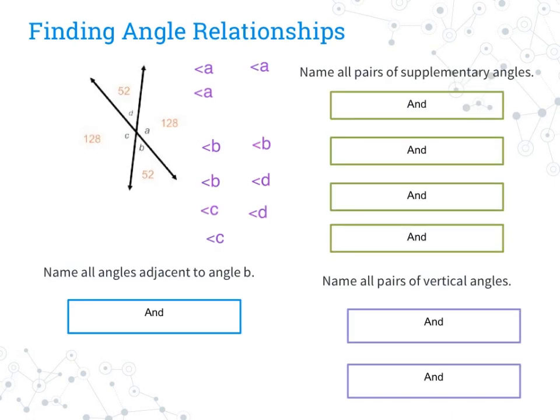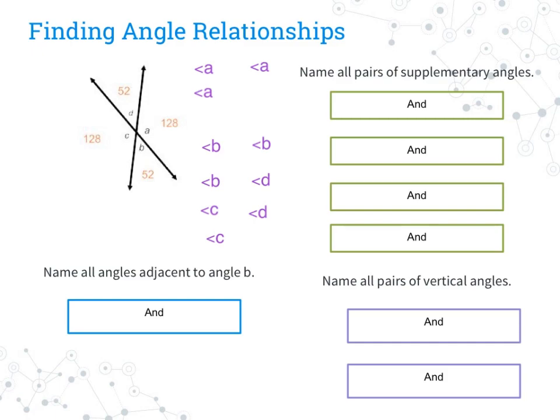Alright, let's continue with finding angle relationships. However, this time we're not going to be given the angle measures. We're already going to have the measures, and we need to identify the relationships. So in this case, we're looking for things that are adjacent, we're looking for vertical, we're looking for supplementary. So let's take a look at what we're doing.